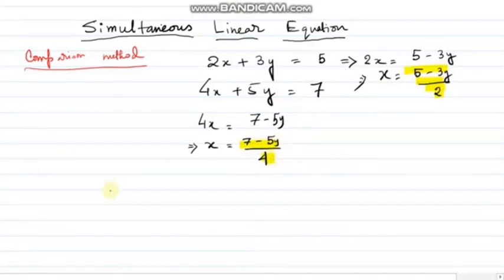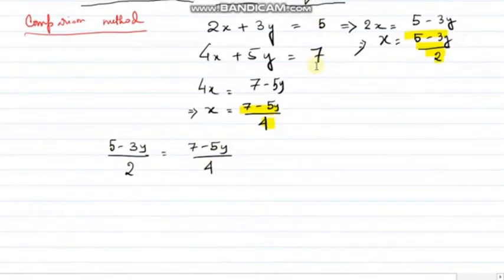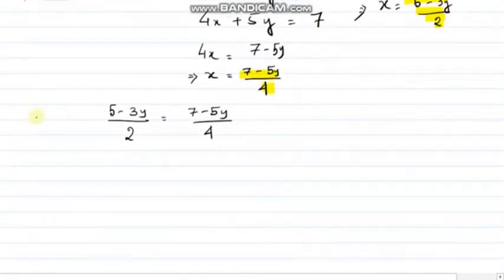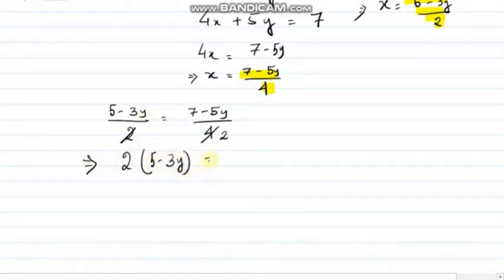So equating these two, can we write that (5 minus 3y) divided by 2 is equal to (7 minus 5y) divided by 4? One denominator is 2, another is 4. So can we cancel out this 2 and 4? If you have any problem in cancelling, you can cross multiply, the same thing will happen. So after this step, if you cross multiply, can we write 2 into (5 minus 3y) equals 7 minus 5y? Hence 10 minus 6y is equal to 7 minus 5y.